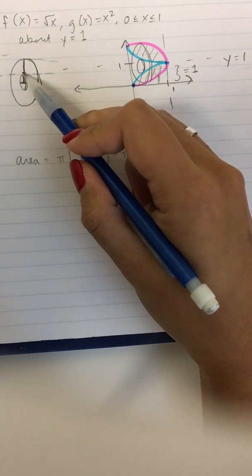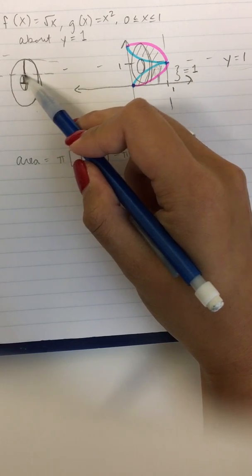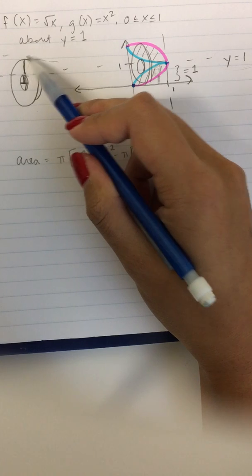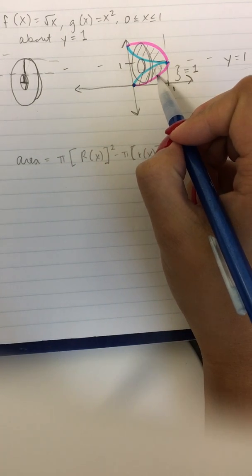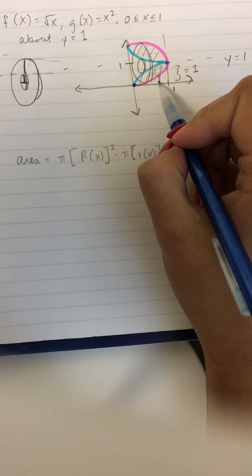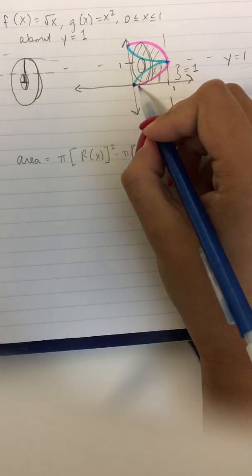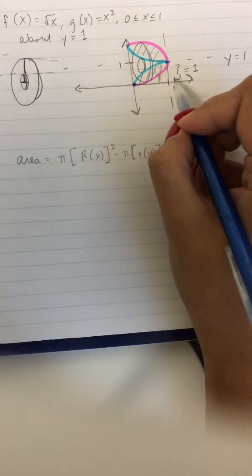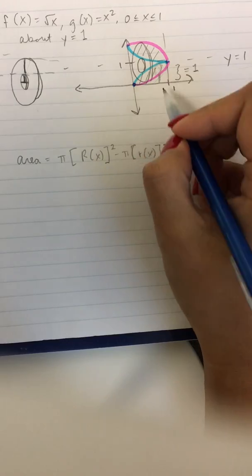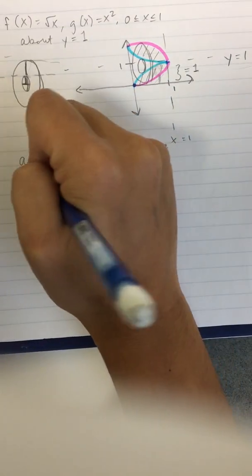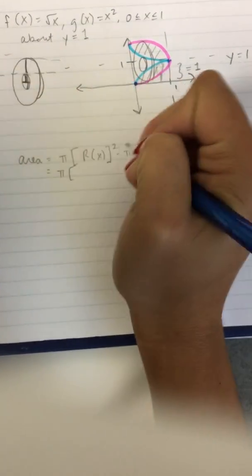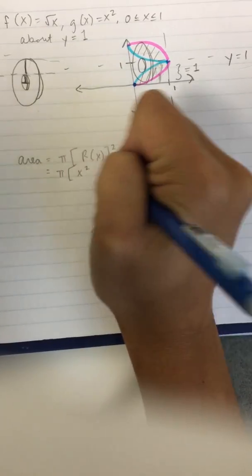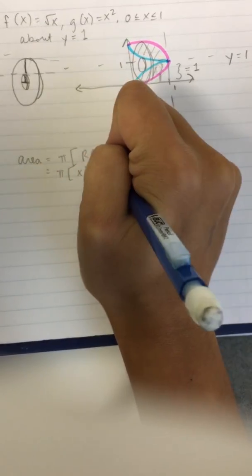If we go back to our washer, from the top of the inner circle to the outer circle. So by that logic, the function x squared minus 1 will give us the value that we're actually looking for. So the outer radius is going to be x squared minus 1 quantity squared.